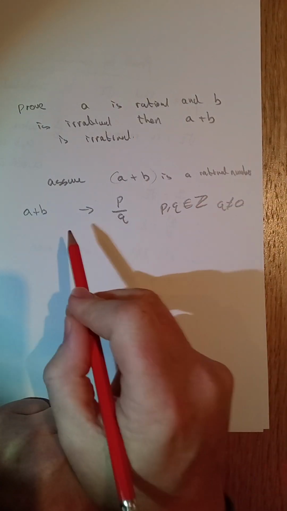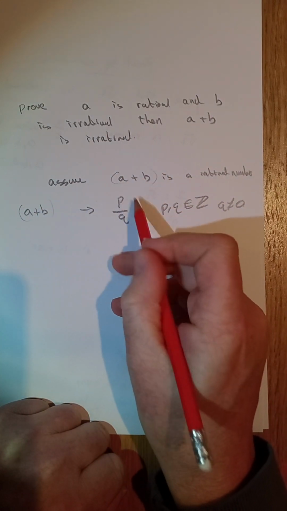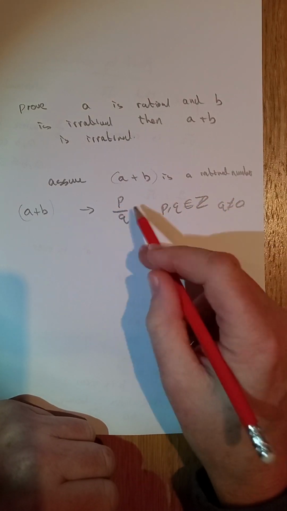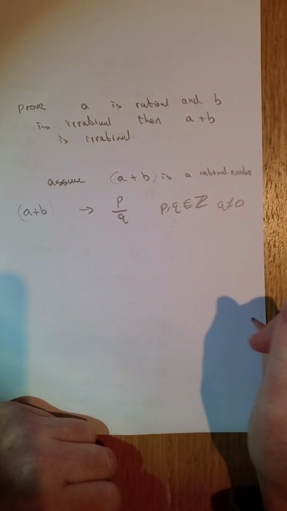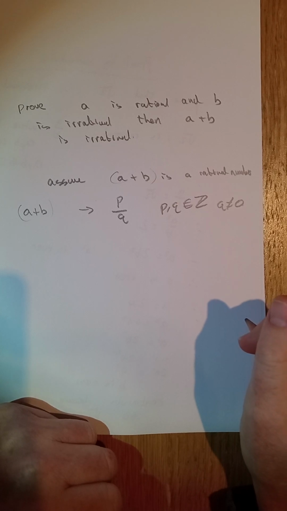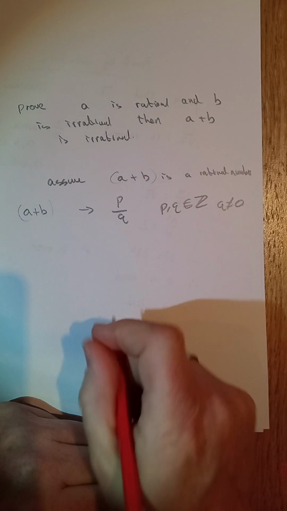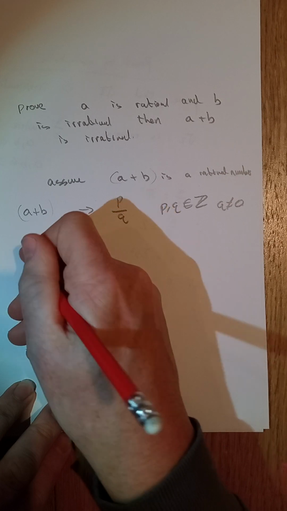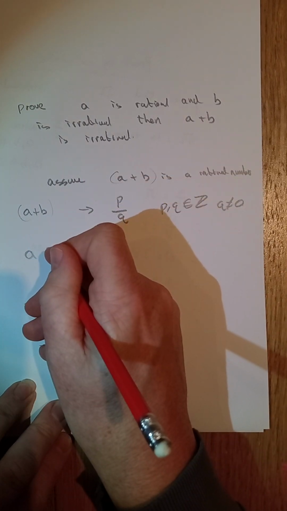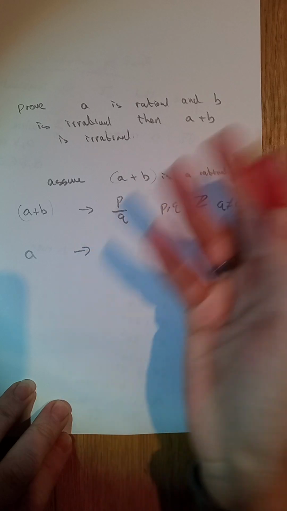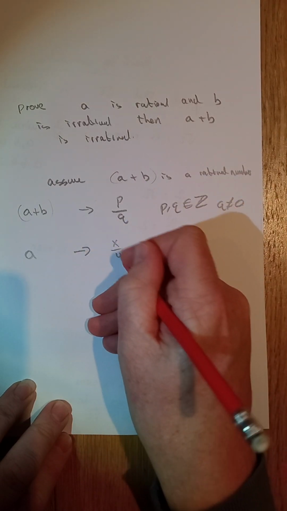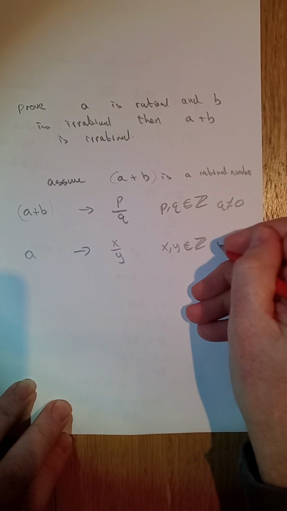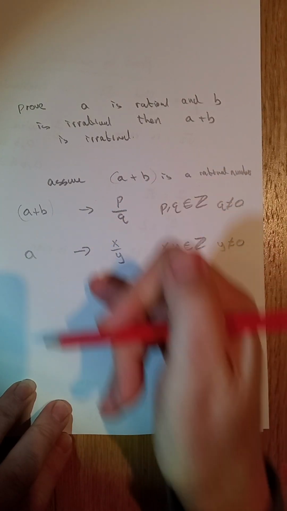Same setup. Whatever this number is, I can write as a fraction, and both those terms are integers, either positive or negative whole numbers, and the bottom number cannot be 0, otherwise it doesn't work. Okay? So, let's just take a. We're saying that a is a rational number. If a is rational, then a can be written as x over y. Same thing: x and y elements of the integers, and y not equal to 0. So I can write that bit.